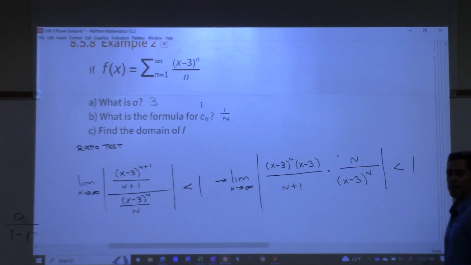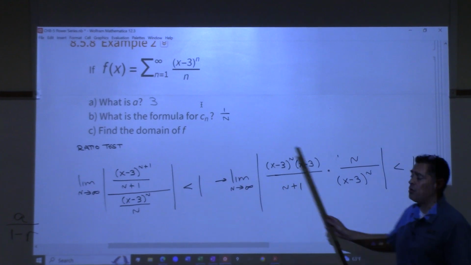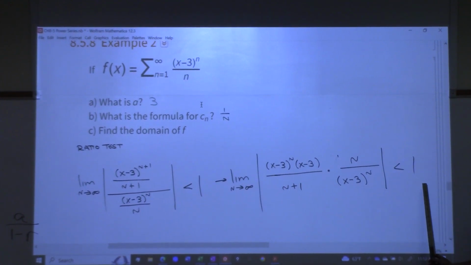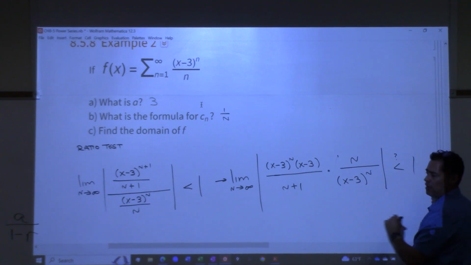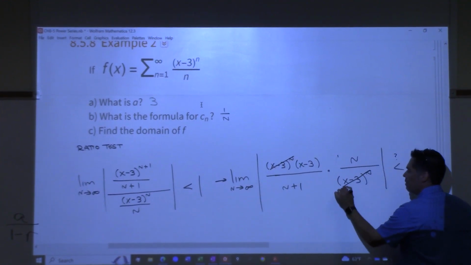Sure? You have to keep the less than 1 on there? Yes. Always keep it. Because we're checking to see what the domain is. We want to know when it converges, and it only converges if this is less than 1, right? So this is more of a check. We're asking ourselves, when is this true, right?